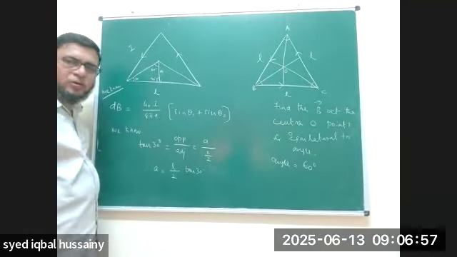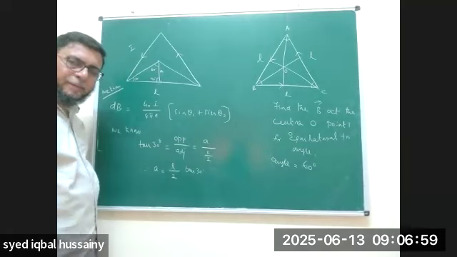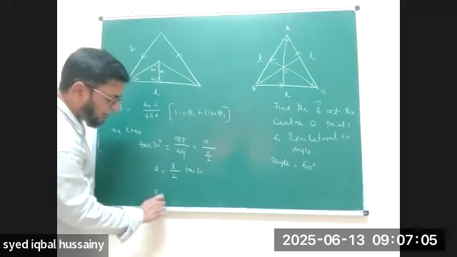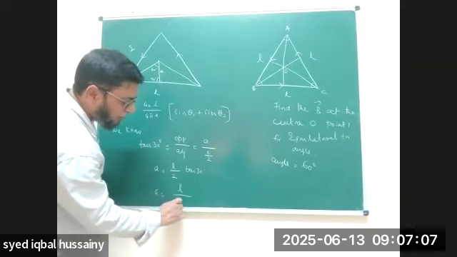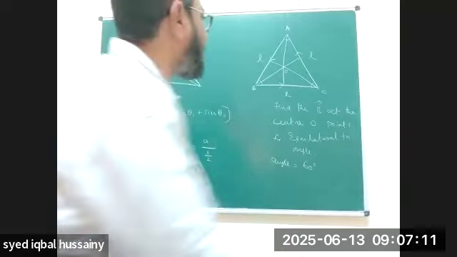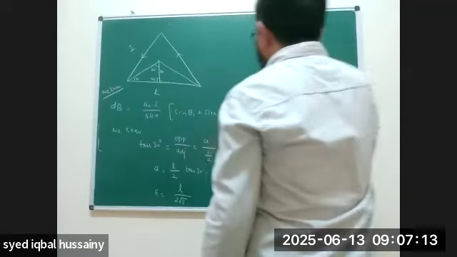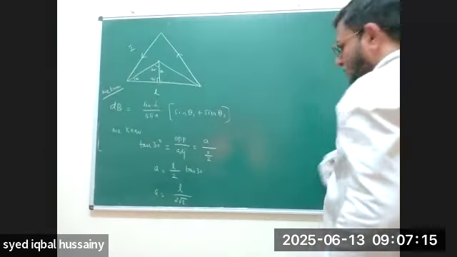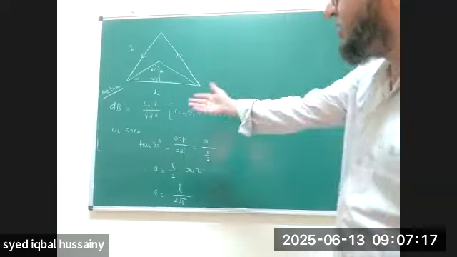So I got the distance: L by 2 tan 30. What is the value of tan 30? It is 1 by root 3. So you substitute: A equal to L by 2 root 3. Class, now you can do it very easily. You can get the answer.